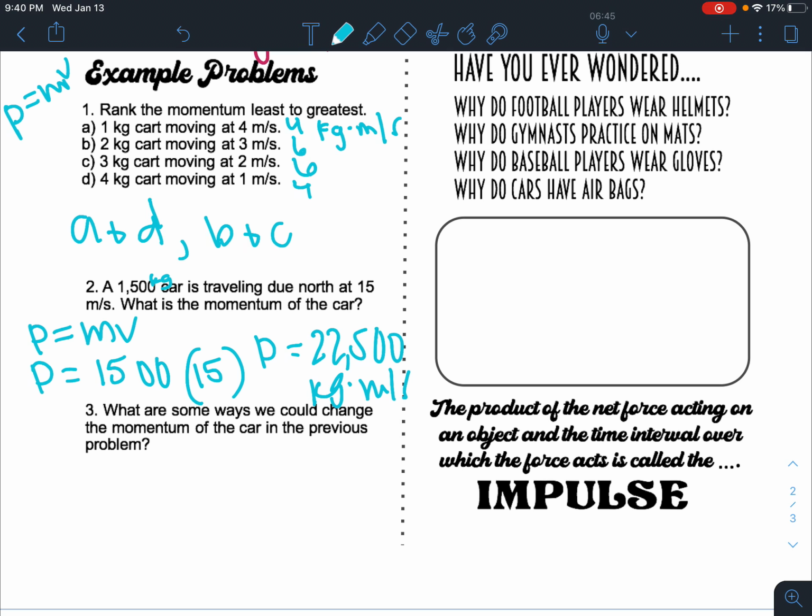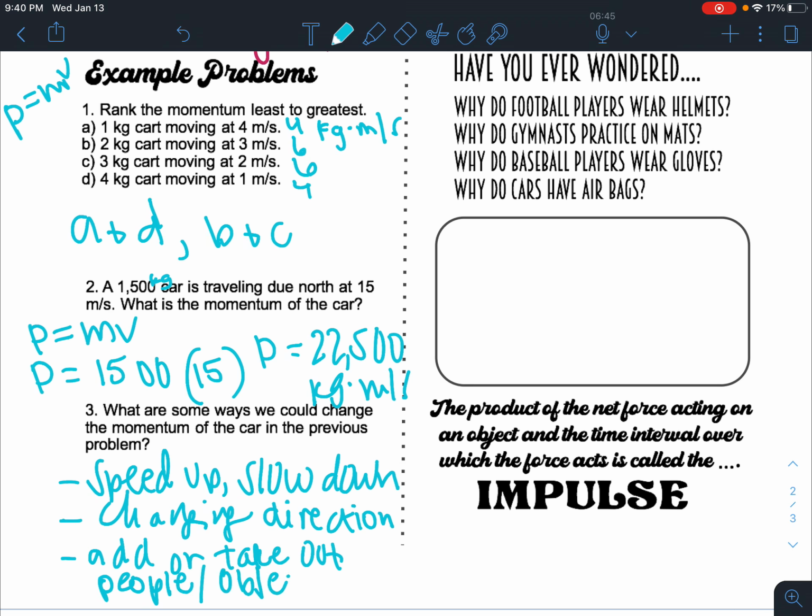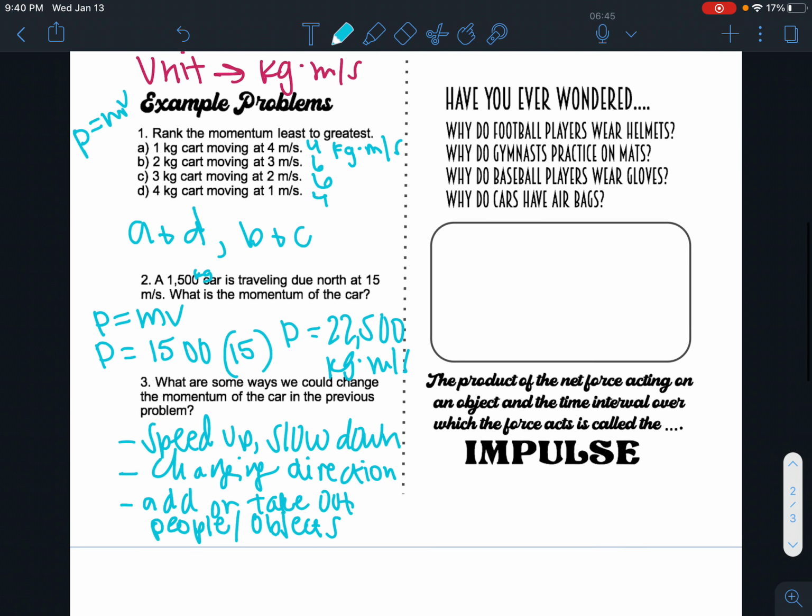All right, what are some ways that we could change the momentum of the car in the previous problem? Basically any way that you can change mass or velocity is going to change the momentum of the car. So we can speed it up, slow it down, or change direction, that's a big one. And of course we could also change the mass. We could add or take out people or objects, and that would change the mass of the car. All of those things would affect the momentum.